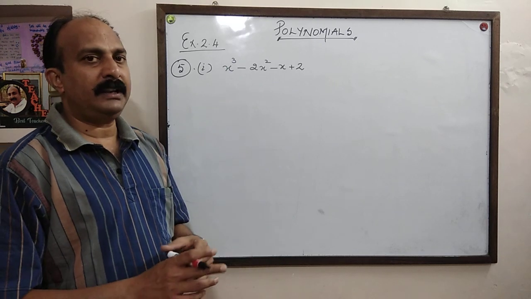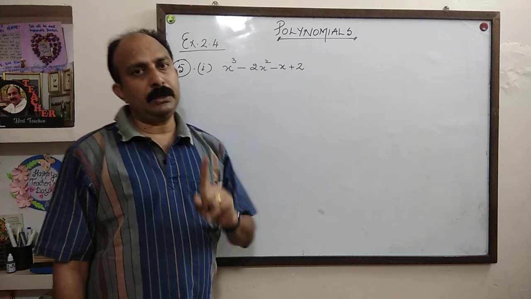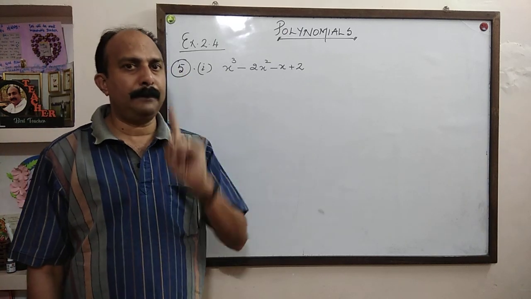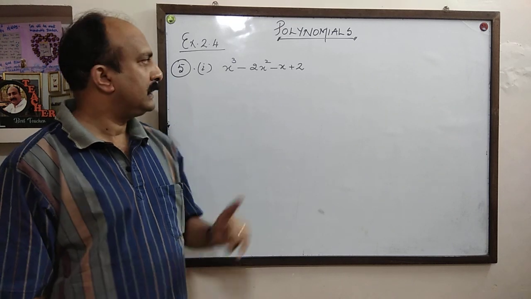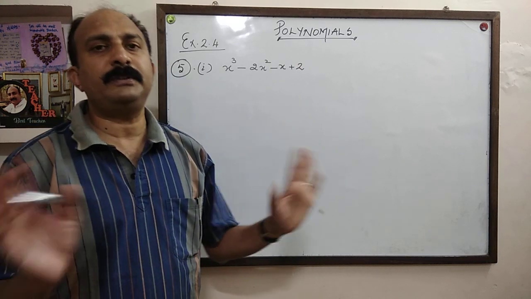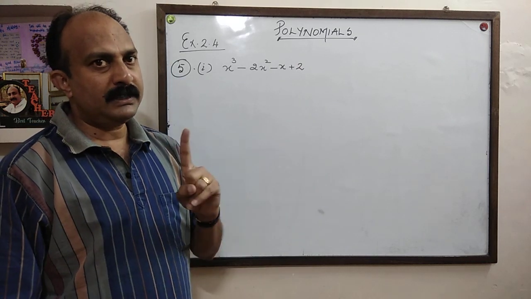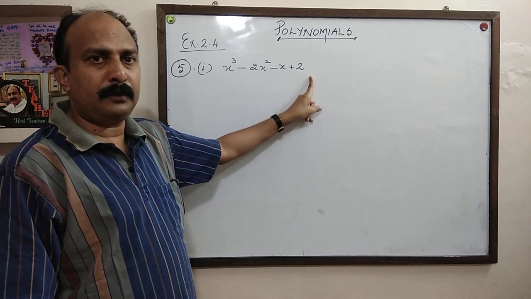Listen step by step very carefully. First step, we are going to find out a number, or we can say a number which is the zero of this polynomial. I hope you remember what is zero of a polynomial.